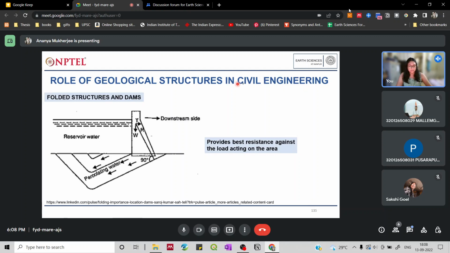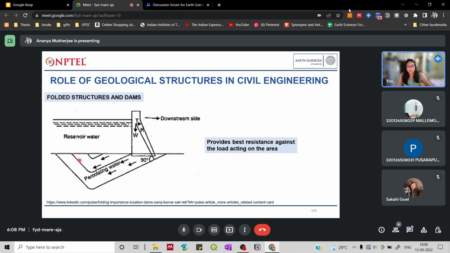So over here, as you can see, this is a very simplified structure of a dam. Because of the structure over here, you have two kinds of forces acting here. One is the weight of the dam, okay, and the T is the tensional force, and you have the resultant of this, okay. So now as you can see below, we have a folded structure, okay. This is a fold, okay. To be precise, this is a syncline, okay.